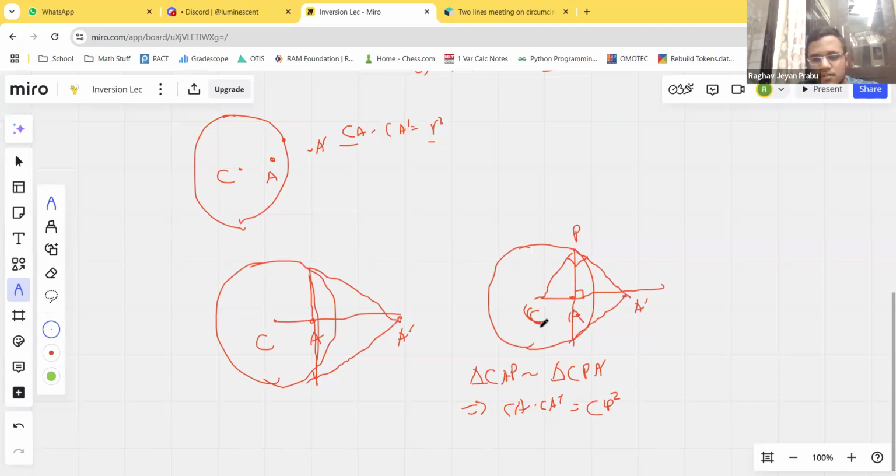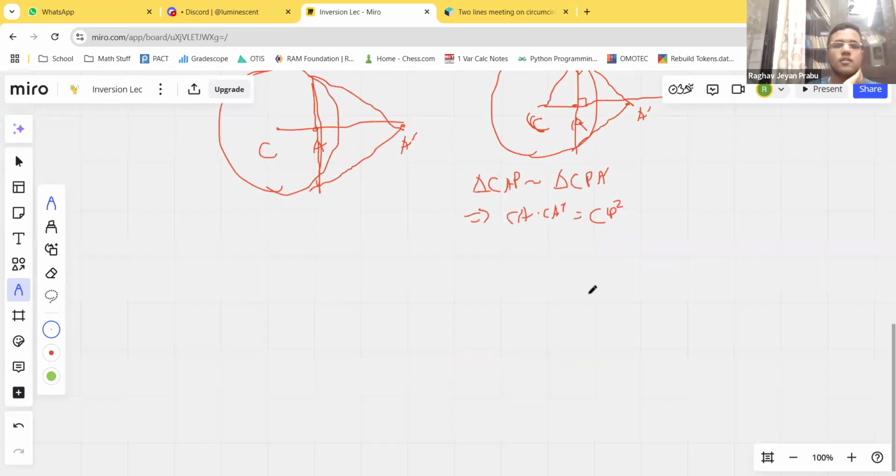Often this definition is also useful to spot inverses in a configuration or in a geometry problem. So this is a nice way to look at inverse points. Okay. So now let's look at what happens to a line under an inversion.